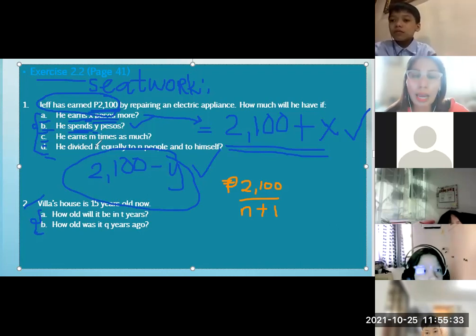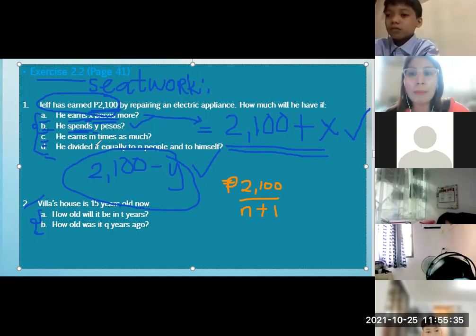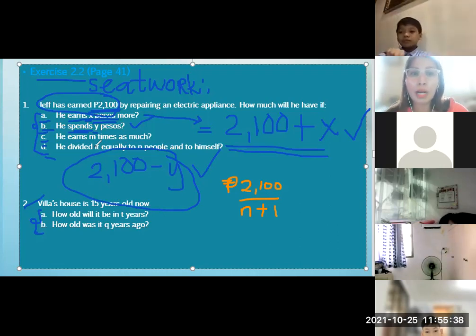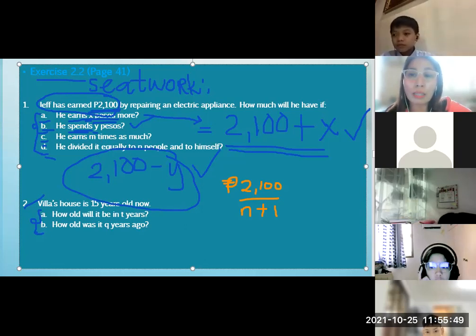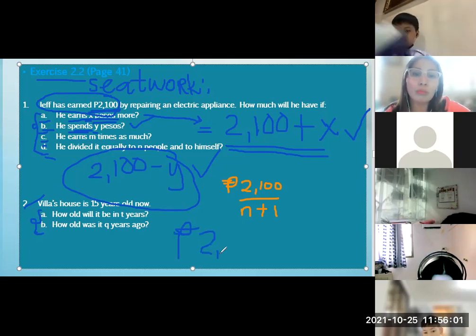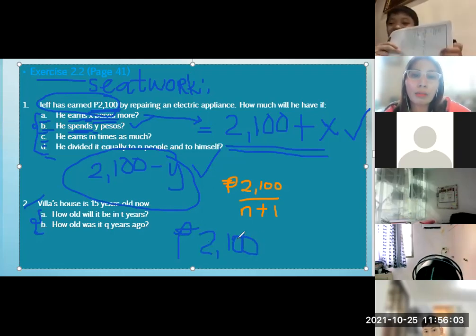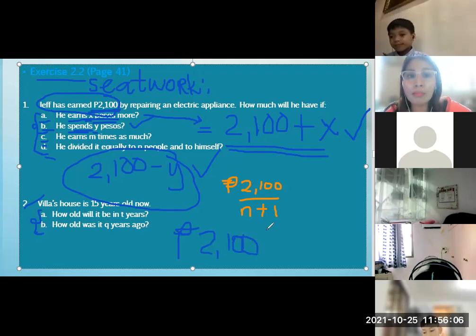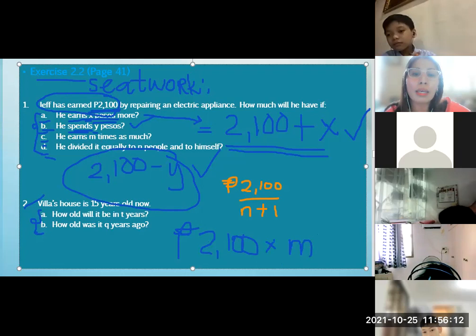He earns M times as much as what he earned. Okay. As you can see on Jay's answer on the chat box, C equals 2,100 times M. So 2,100 multiplied, because it says M times as much. So times M.